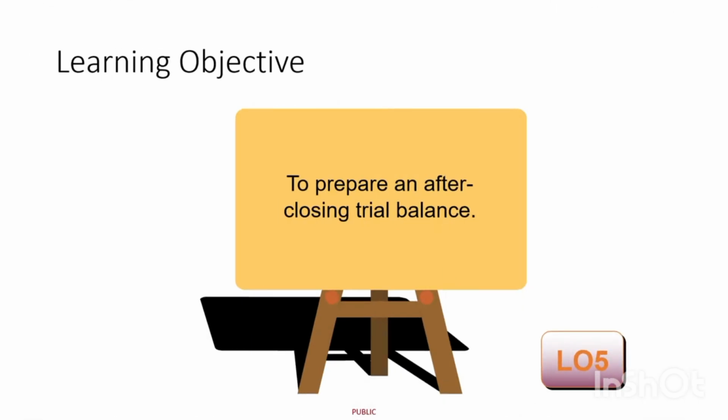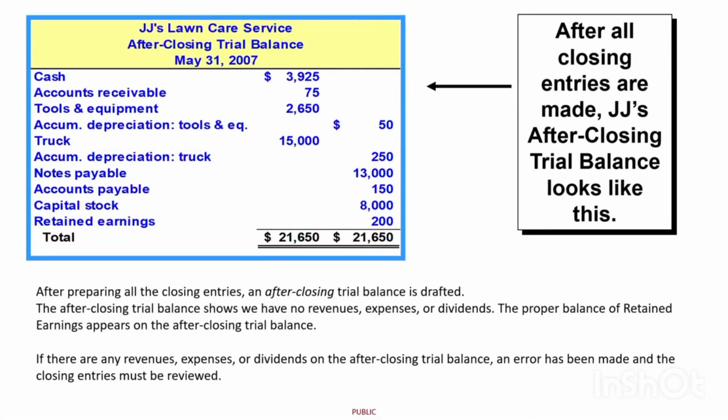So the last objective of this presentation is to prepare an after closing trial balance. Before we prepared a trial balance and now the after closing trial balance. If you notice, that sum was 22,000 something, now we have 21,000. Because now the cash is the same 3,925, accounts receivable 75, tools and equipment 2,650, accumulated depreciation for tools and equipment is 50, truck is 15,000, and accumulated depreciation for truck is 250. Notes payable is 13,000. Accounts payable is 150. Then capital stock is 8,000 and retained earnings is 200.